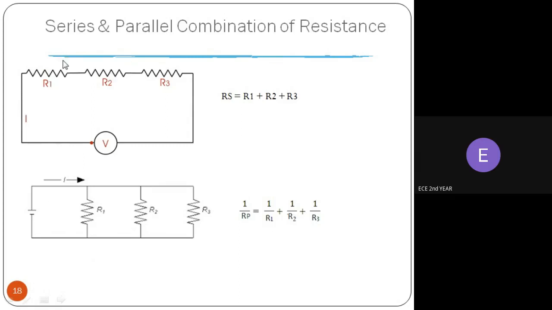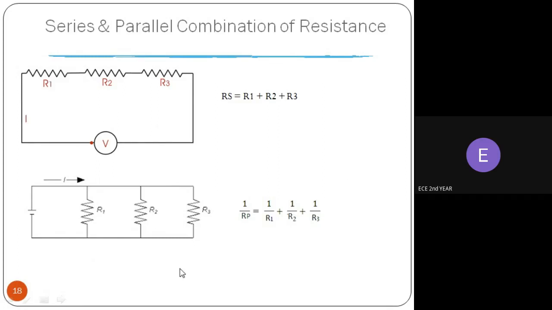In a series circuit, the voltage across the individual elements is different. For example, R1 with a drop of V1, R2 with a drop of V2, R3 with a drop of V3. When we sum V1, V2, V3, it should be equal to the total applied voltage.